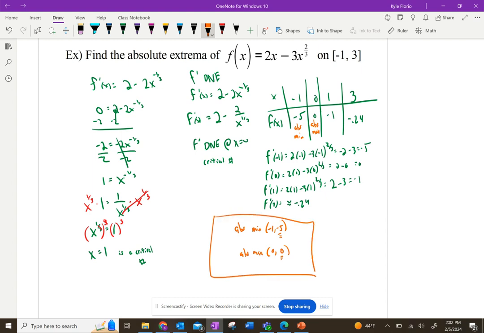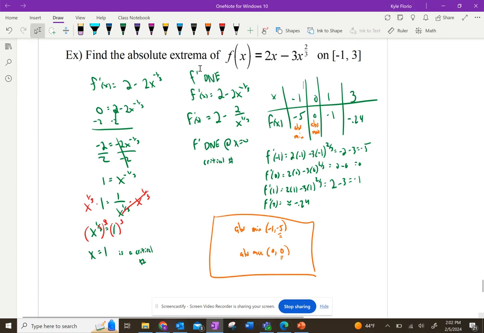Okay. Quick little thing. If I had a critical number, say I solved this part here and I got x equals 1 or x equals 6. 6 could be a max or a min, but if it's outside of the interval, I'm not going to test it because I'm not interested in values outside of the interval. So if you ever get a value that's outside of your interval, you don't really have to worry about it.